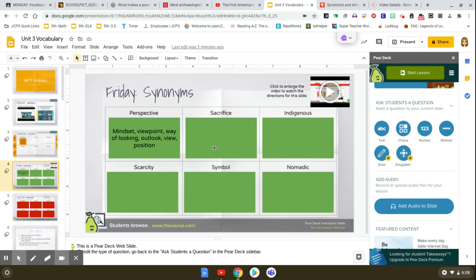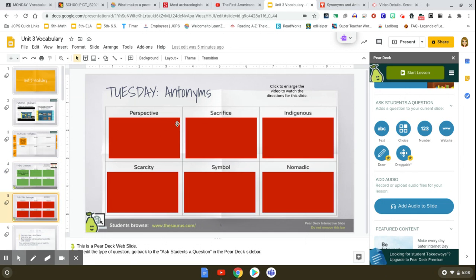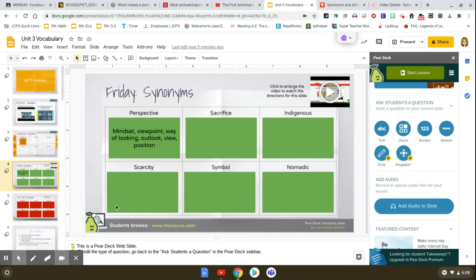And as you can see, they're in green because green to me means go, means the same. And then we are now moving on to Tuesday's antonyms. Antonyms are words that mean the opposite of the word. And as you can see, I've used red because to me, red stands out as a color that means stop, meaning the opposite.